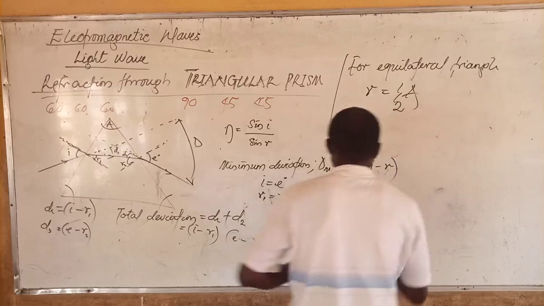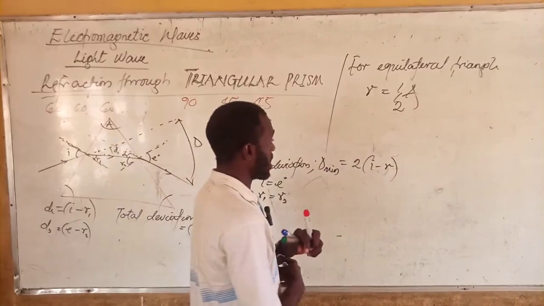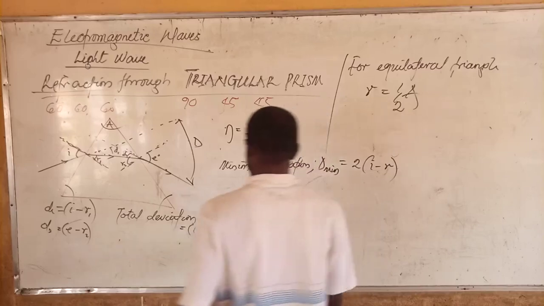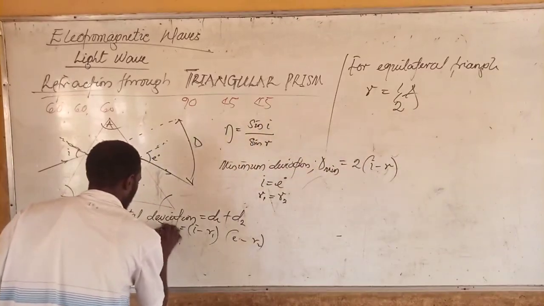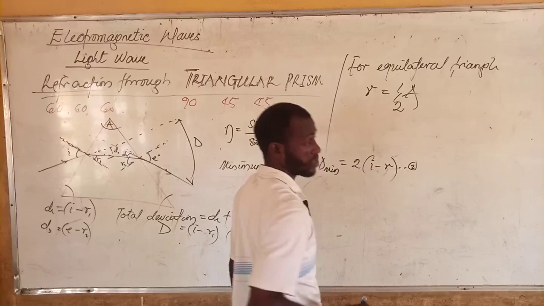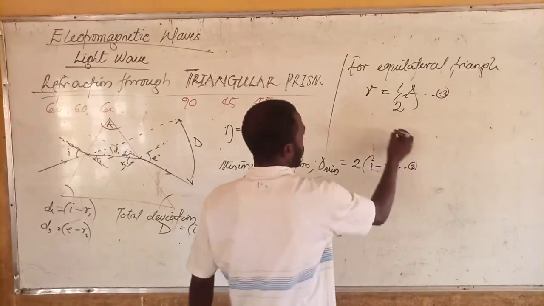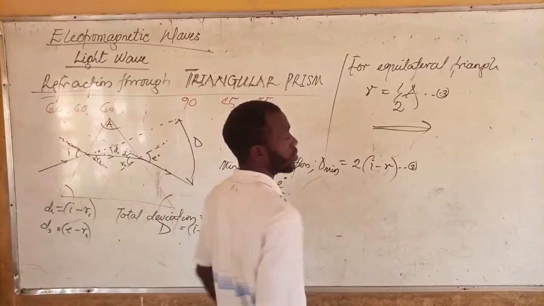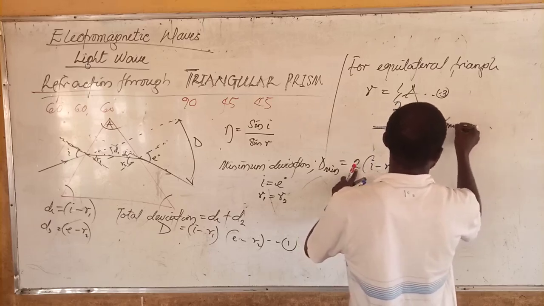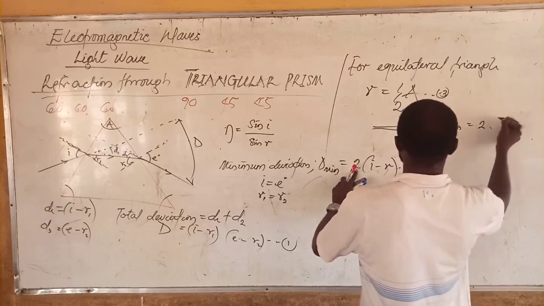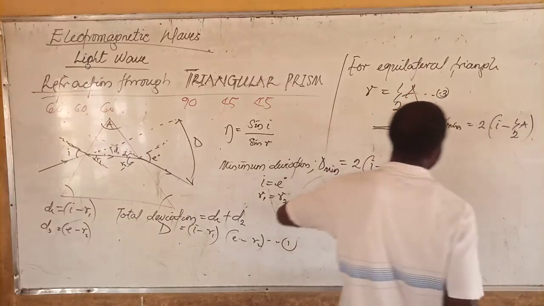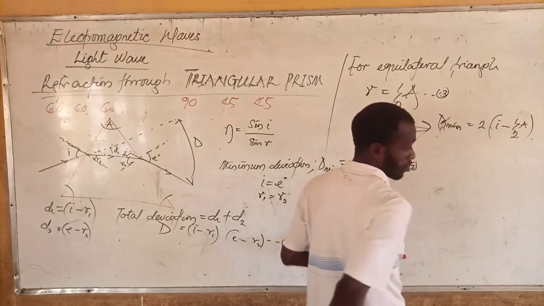So if this is the case, and we already have this, then we can begin to manipulate. Let's call this our equation 1: the total deviation D. This would be equation 2 at minimum deviation, and this is equation 3. We can substitute equation 3 into equation 1, so that D min would be equal to 2 into brackets I minus R, where R is now A over 2.